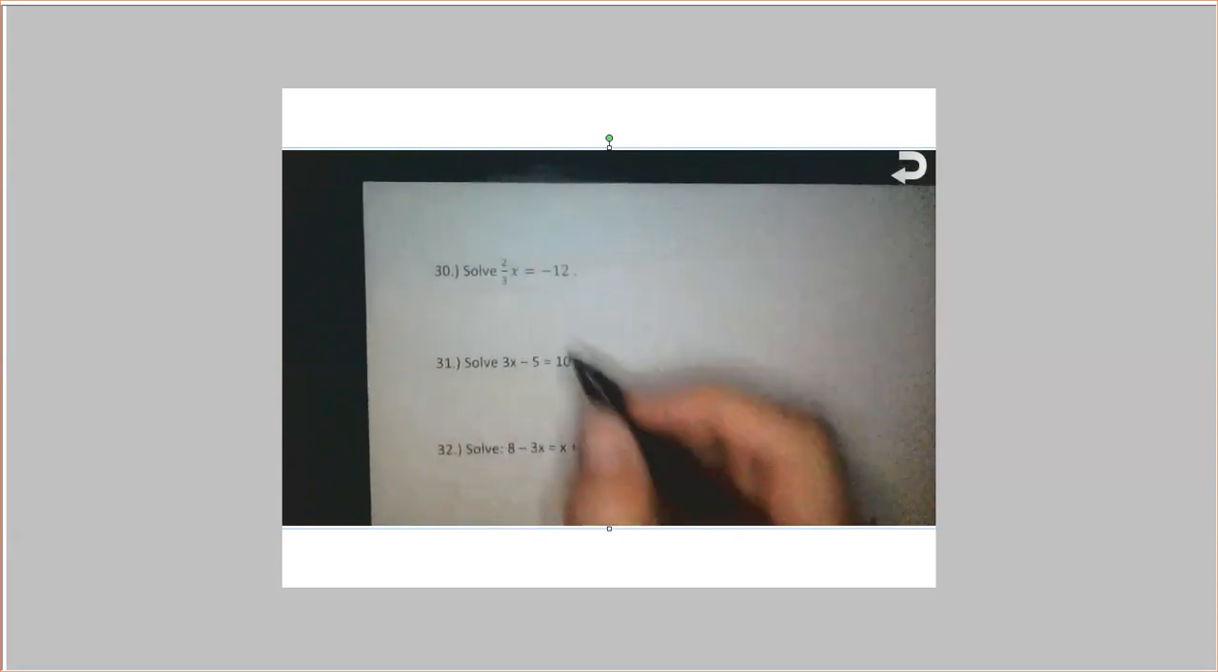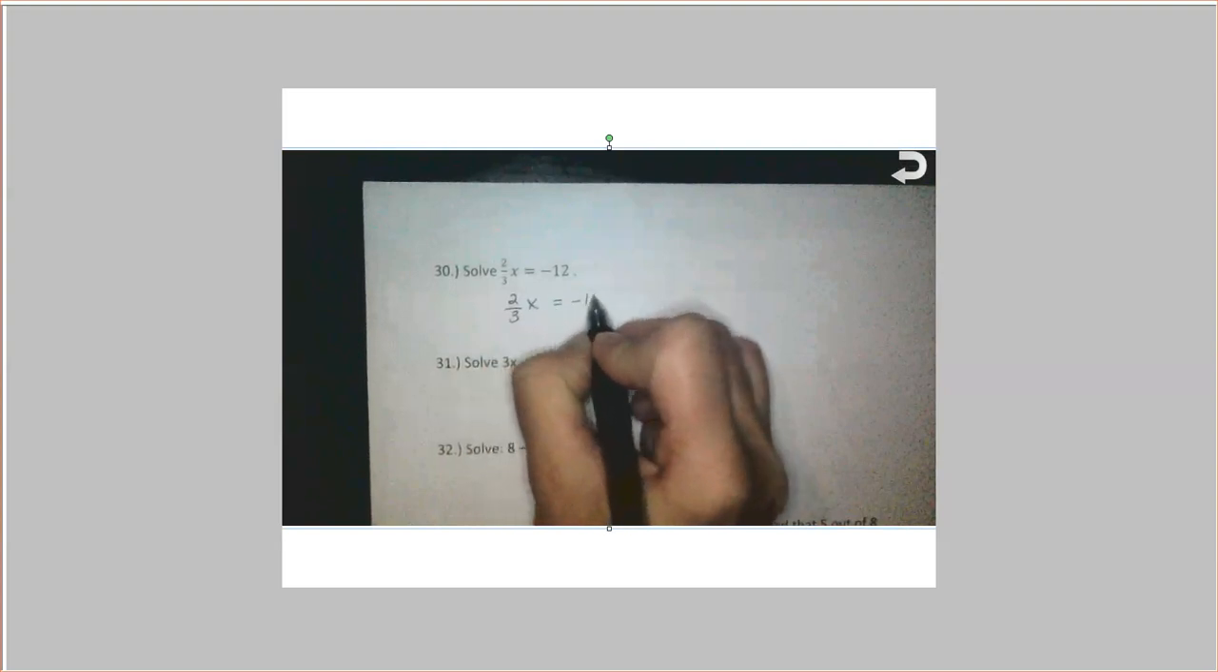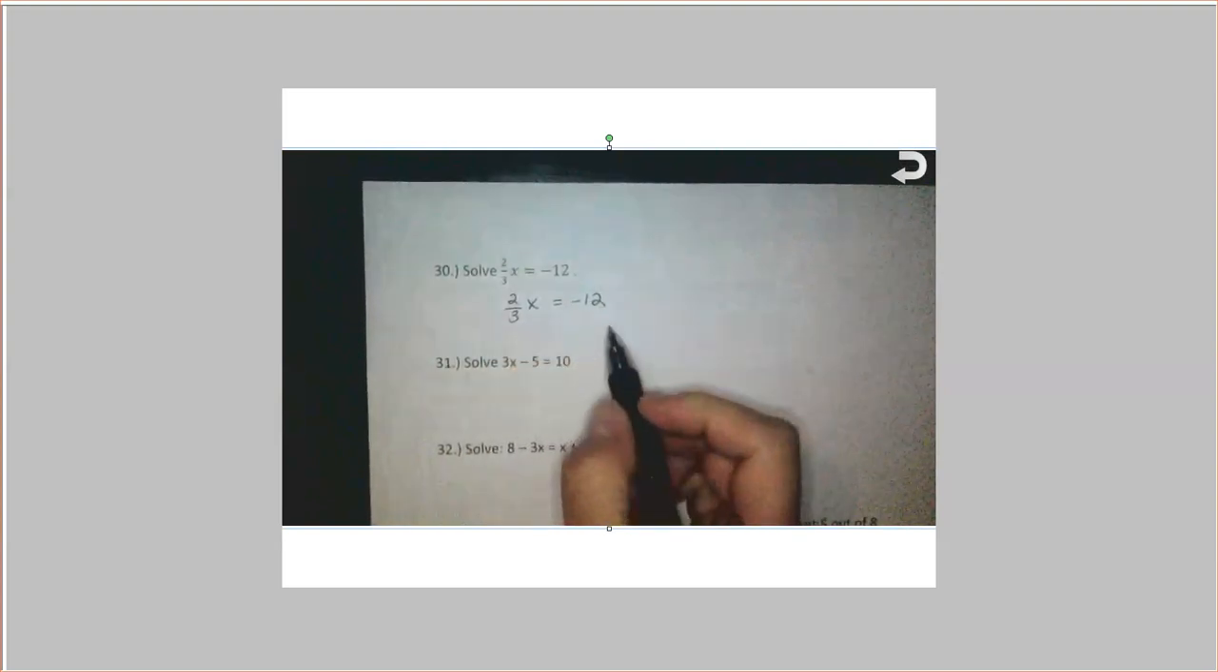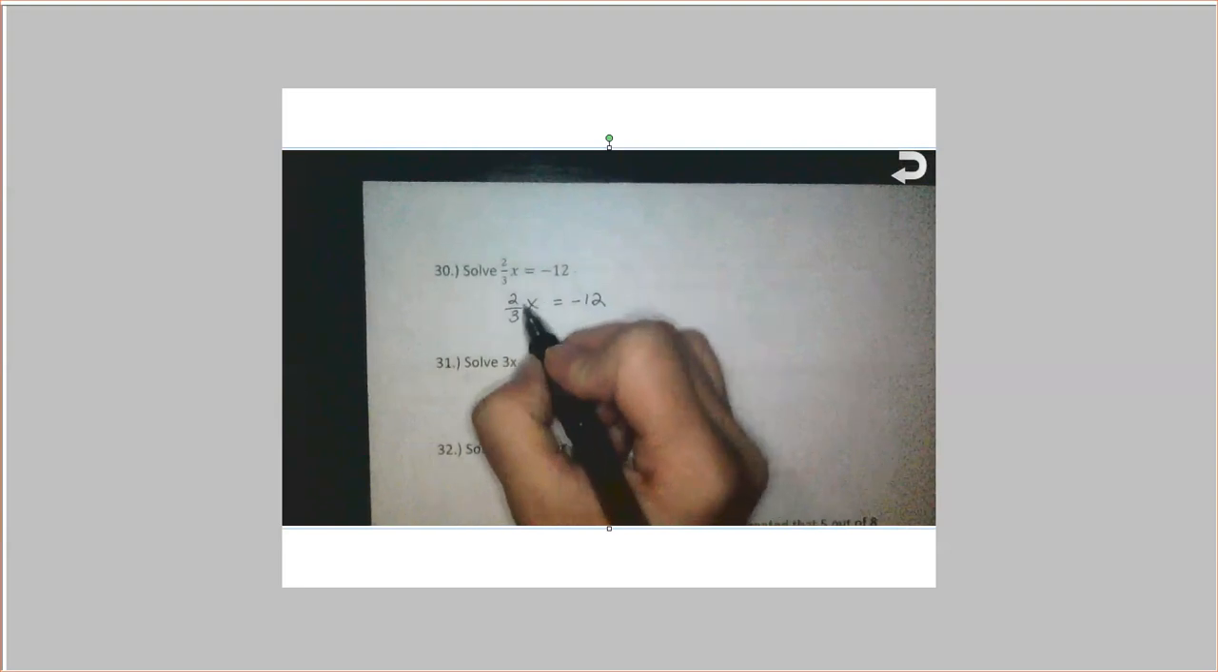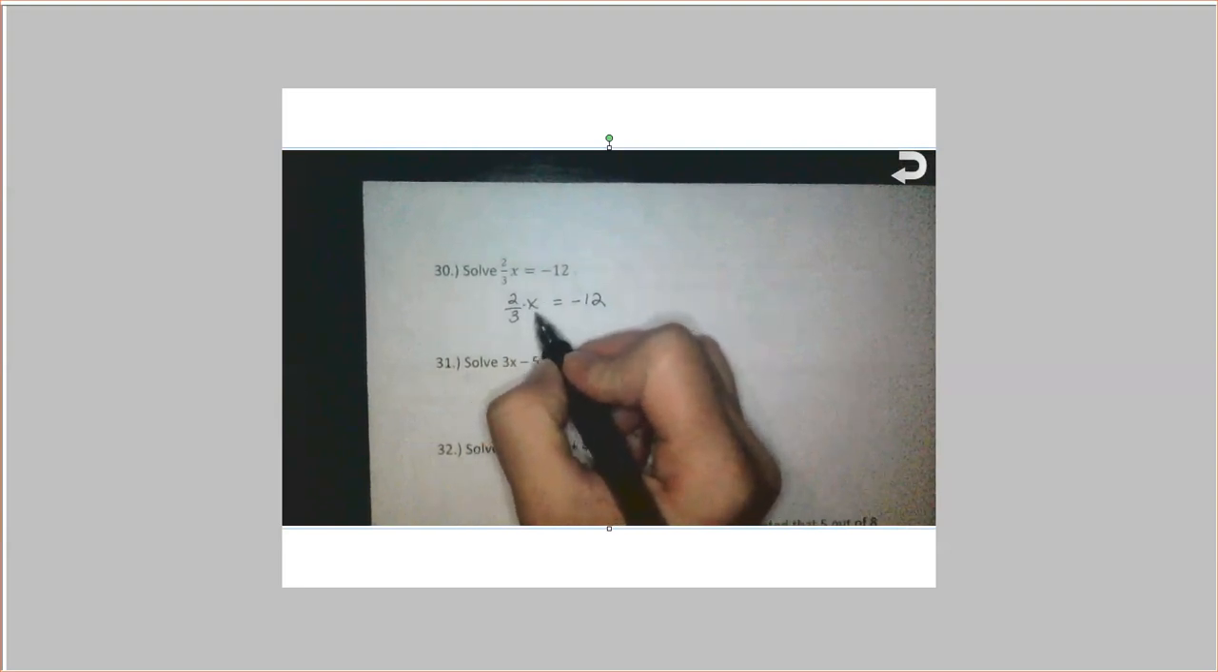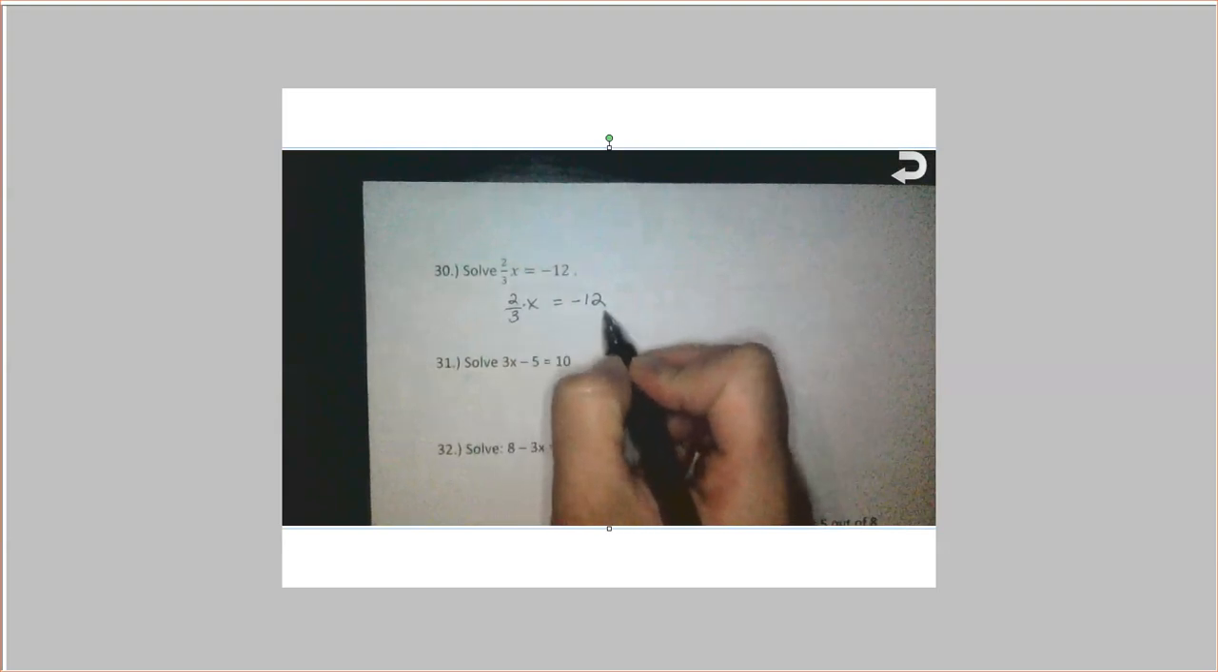All right, number 30, we are solving this problem. Notice this is an equation. All right, so we're solving for x. This is 2/3 times something equals -12. When we are multiplying by a fraction, I would have to divide by that number to solve for x. But when we divide with fractions, I have to multiply by the reciprocal. So that's the step I'm going to take here.